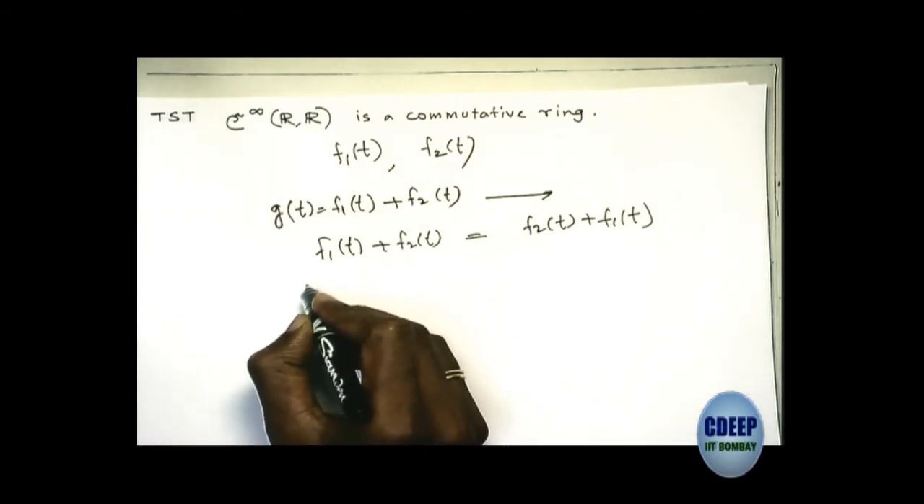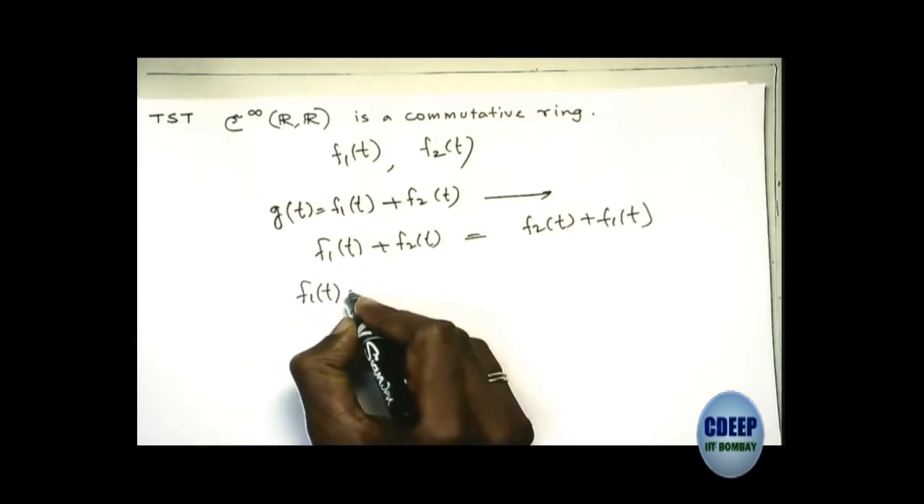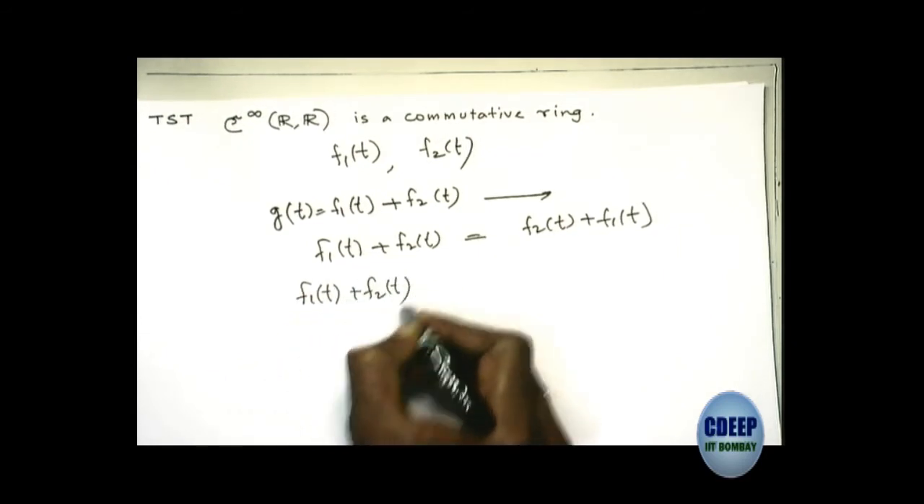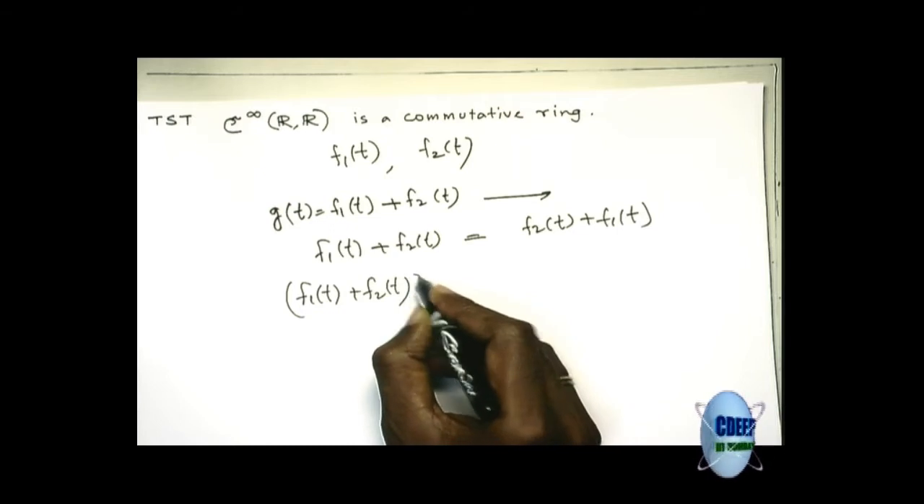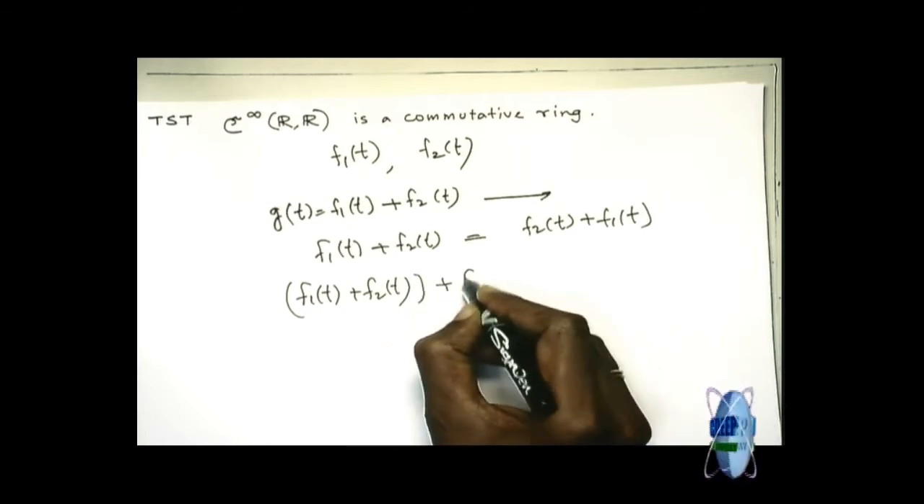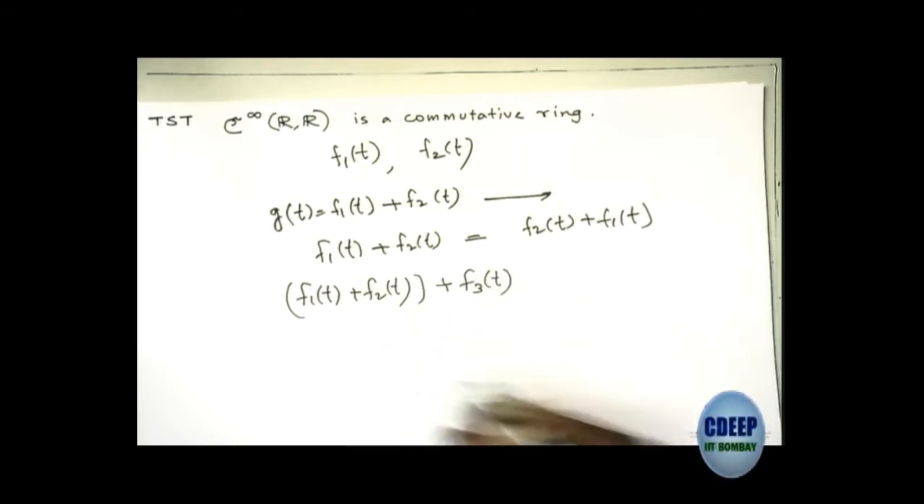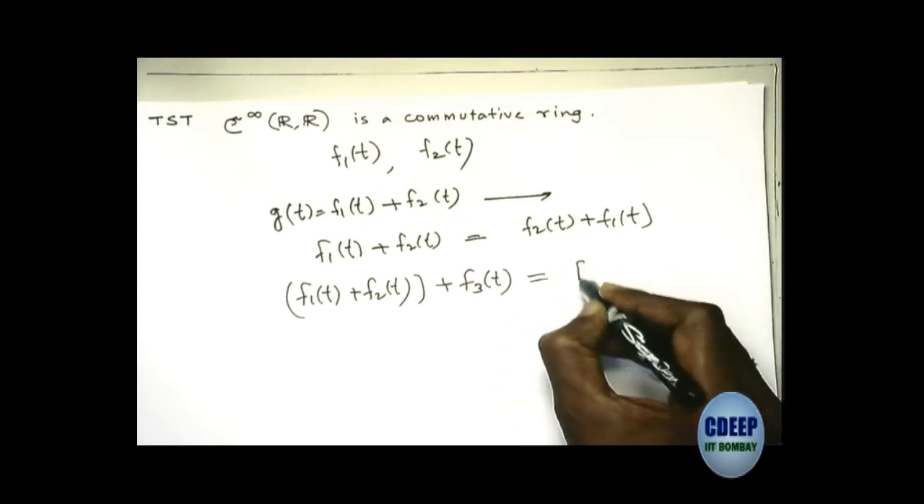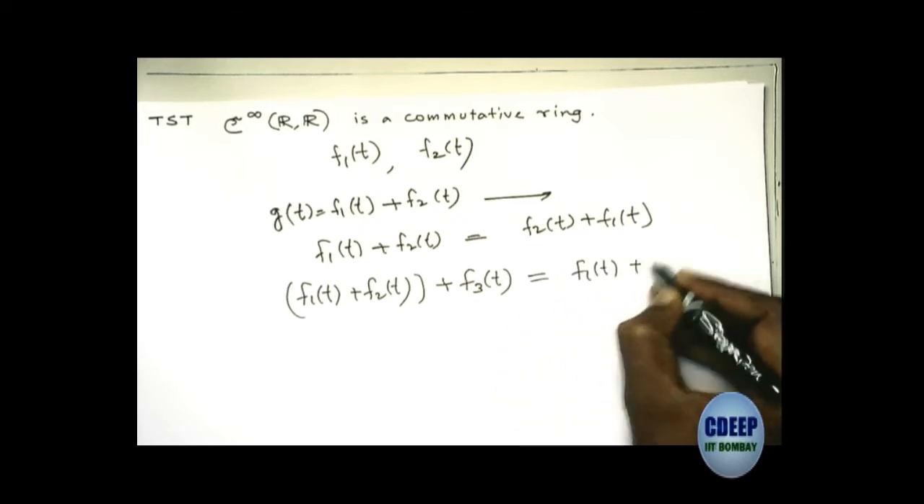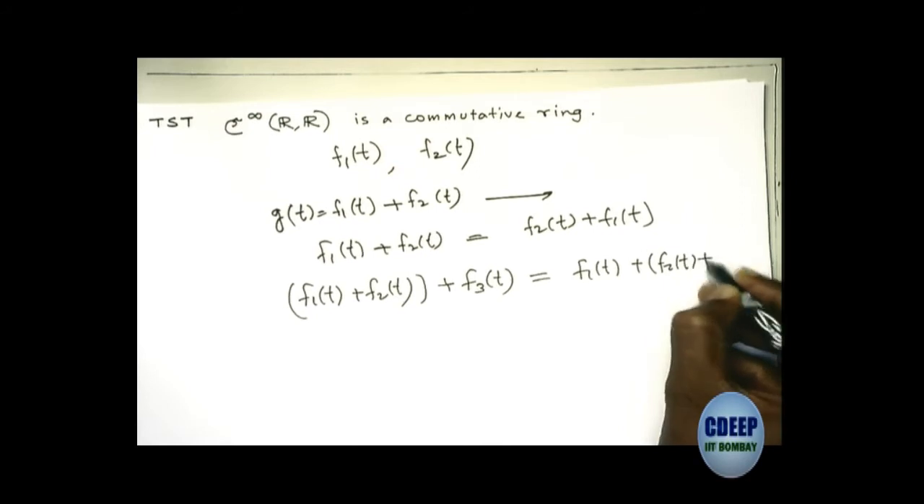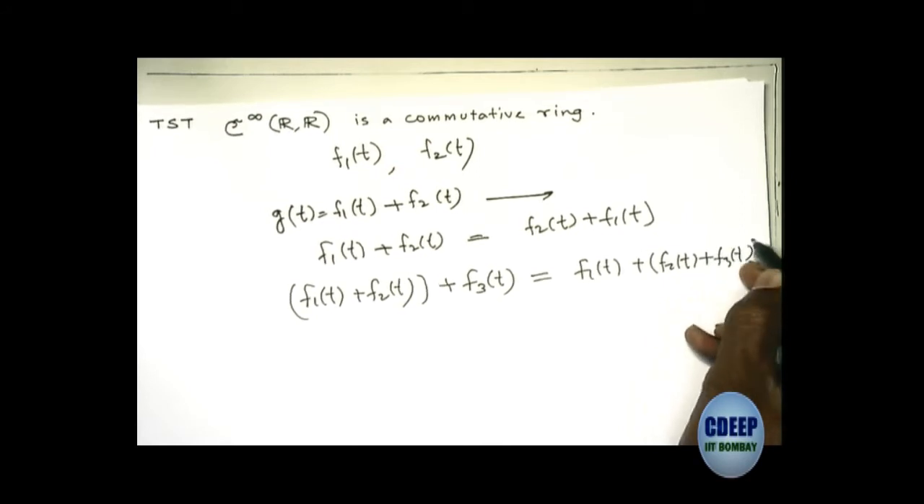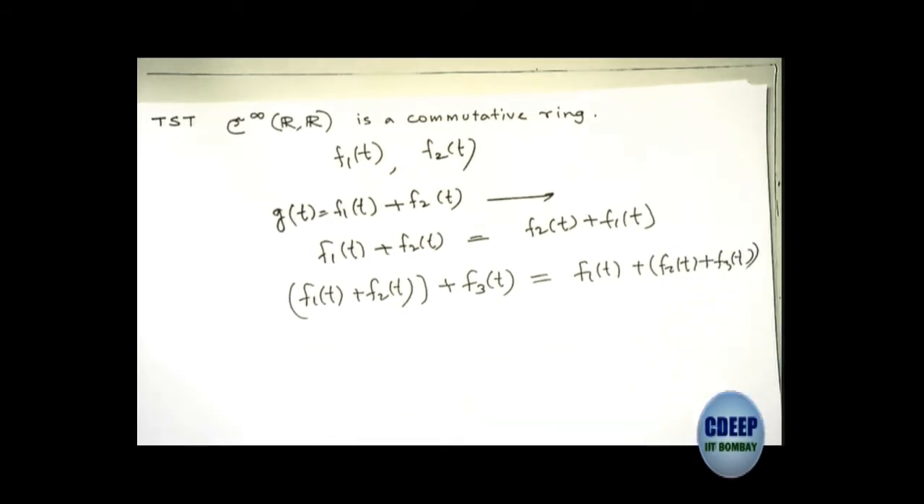Let us consider three functions, f1(t), f2(t), and if these two functions are continuous, and one more function, let us take f3(t), can always be written as f1(t) plus f2(t) plus f3(t). Here also there is no problem. So additive property is always true. Addition of functions, in any order if you add functions, the result will be the same.